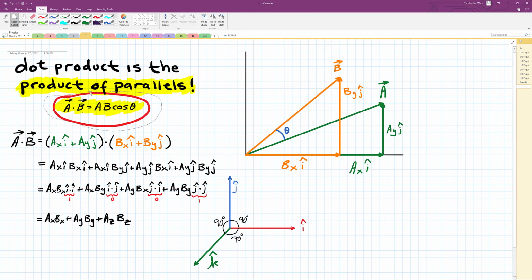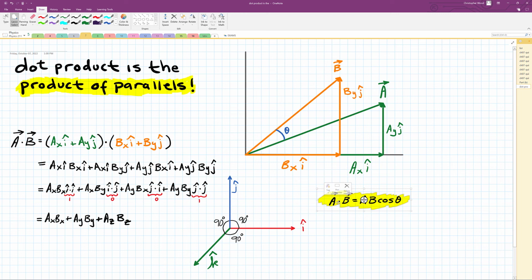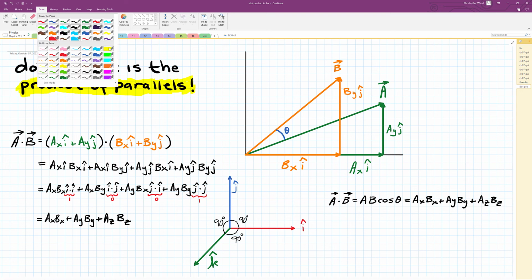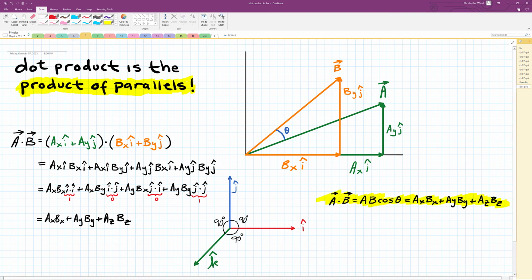So here are 3 ways to express the product of parallels. Vector A dotted with vector B, or ab cos theta, or ax times bx plus ay times by plus az times bz.